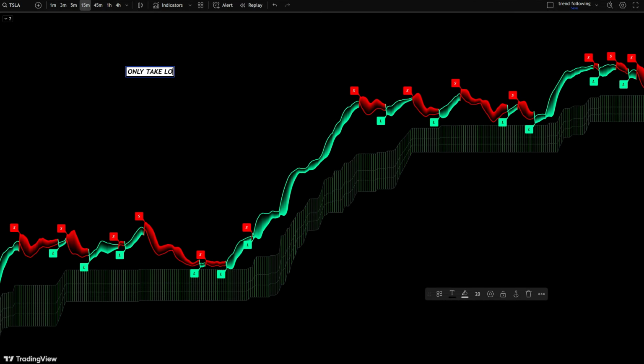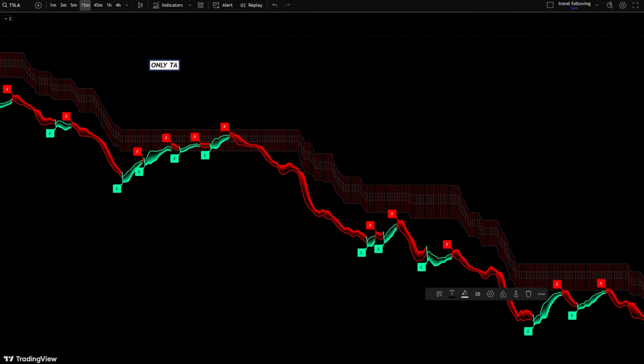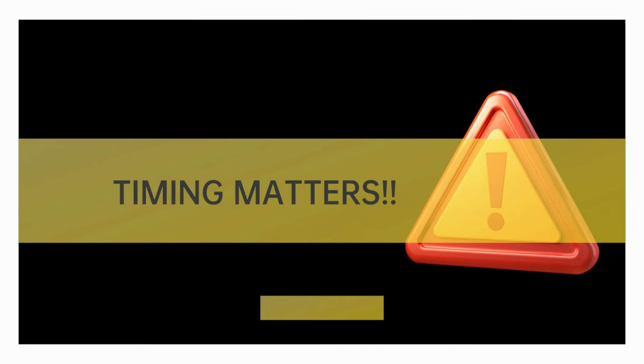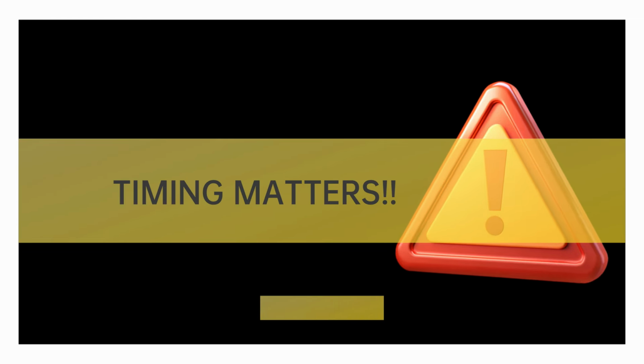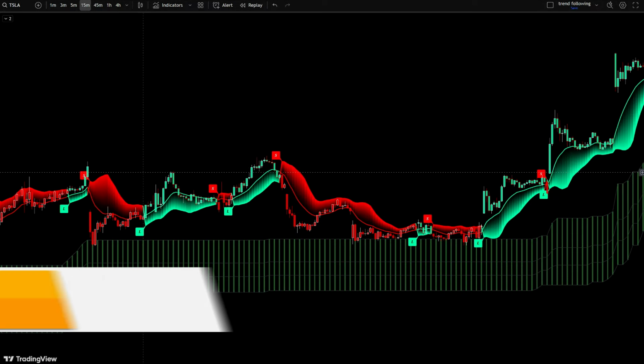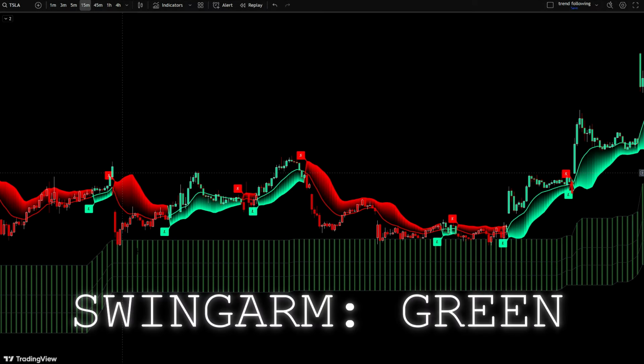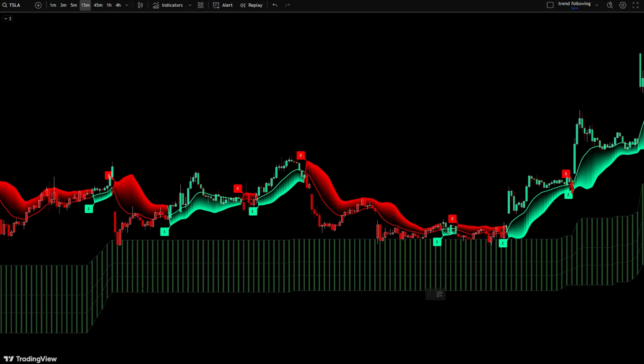Green ribbon, only take long signals from the trend follow. Red ribbon, only take shorts. Just like that, a lot of noise disappears. Even with both indicators, timing still matters. Here's where most traders make a mistake. Look at Tesla. The ribbon is green, the trend is up, and we get a long signal.